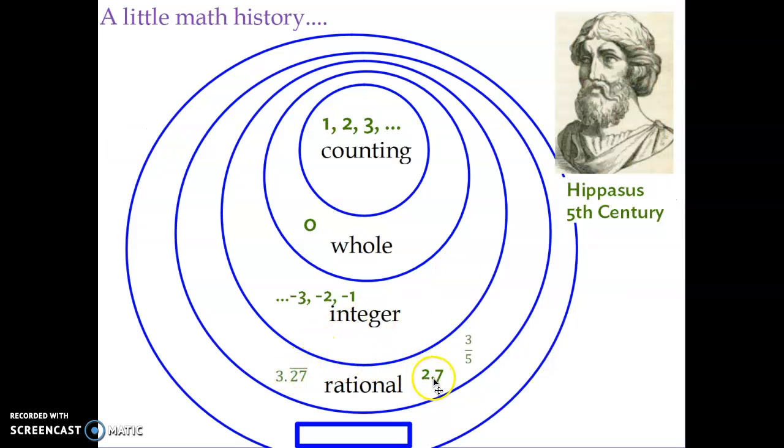Okay, so you can see I have put a fraction, a terminating decimal, and a repeating decimal. Those are all inside my rational circle, but they are not integers. All of my integers are rational, but every rational number is not an integer because the integer circle is completely contained inside the rational number circle. But as time again moved forward, we realized that there are other numbers in between the rational numbers.